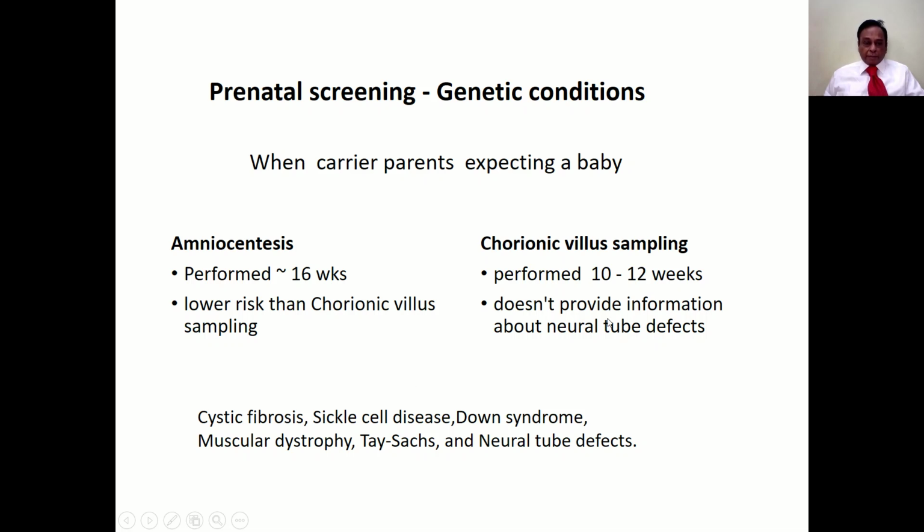And I think these tests are used not only for cystic fibrosis screening but for many genetic conditions like sickle cell disease, Down syndrome, muscular dystrophy, Tay-Sachs, neural tube defects. All these things we can detect with prenatal testing or amniocentesis. So when both the father and mother are carriers and they want to have a child, they can do this test to see whether that particular child is affected or not.